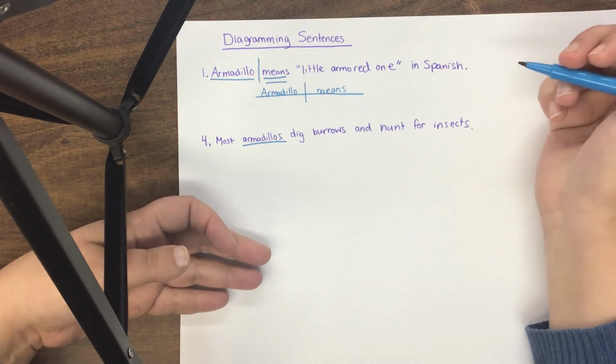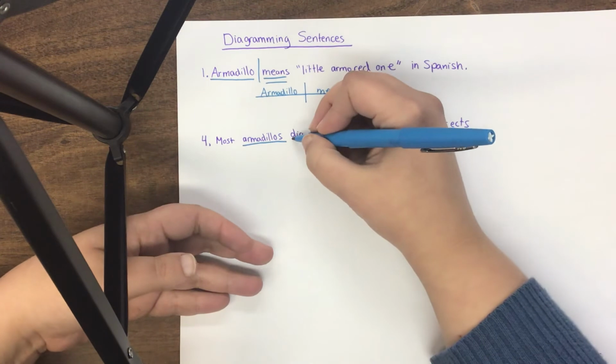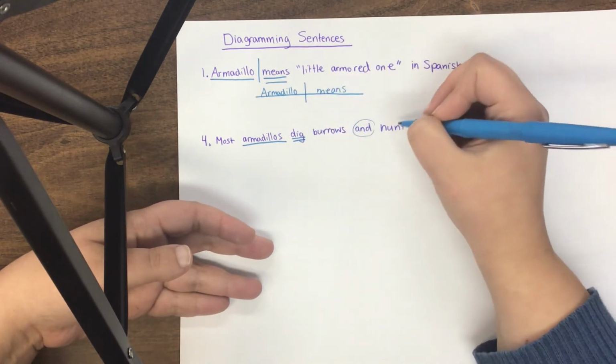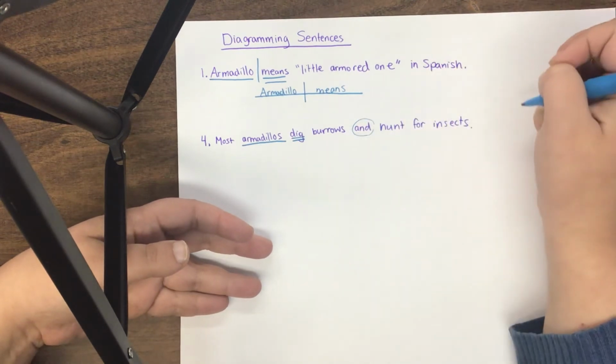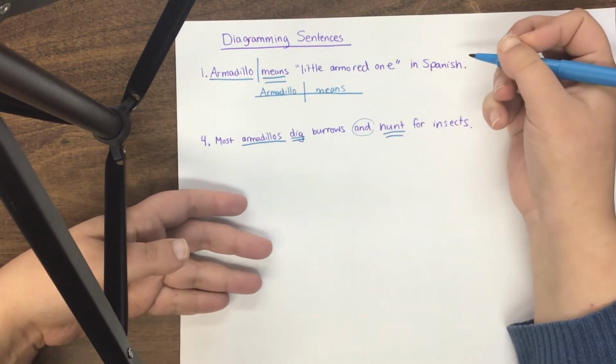Now what is the armadillo doing? What are the action words? Well, dig is an action word. And in this case, you see how the word and is in there? That means that there's probably going to be another action word somewhere. And there it is. So I have hunt as well.